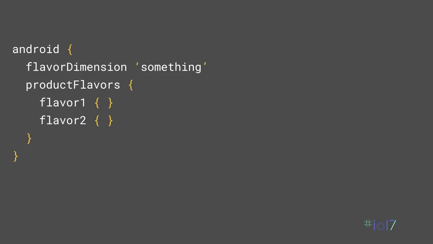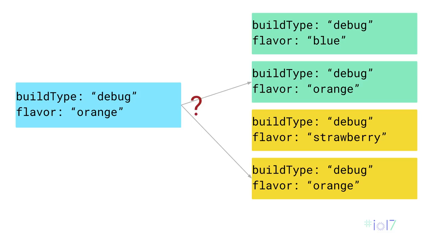So the big question is, why do we force you to do that? Why can't we just pick up a random default value? So let's go through an example. Here we have an app, and the app requires debug orange. And then we have 2 libraries, one of them with 2 flavors, blue and orange, and the one with strawberry and orange. Now you can already see that's not quite the same orange, right?